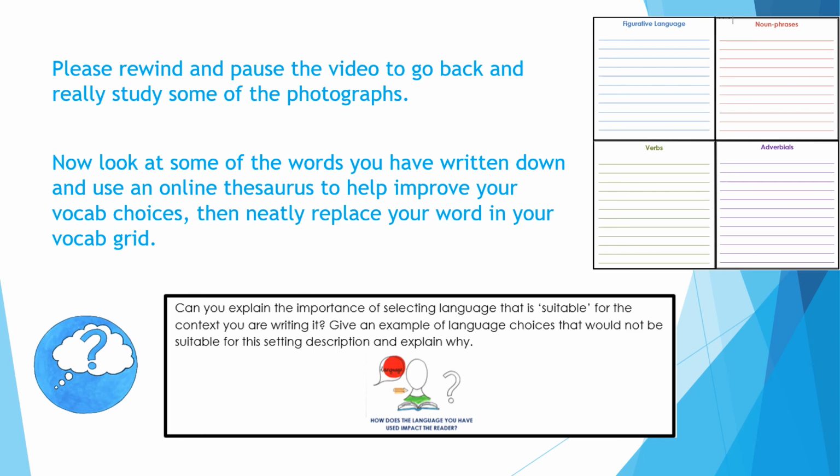After you've done that, your last task for today is a little bit of a reflection. I'd like you to think about explaining the importance of selecting language that is suitable for the context you're writing in. Now think about the setting of this book. Think about the kind of things that we are dealing with within Stella by Starlight, the themes and some of the context that we've already looked at in previous sessions. Can you give examples of language choices that would not be suitable for this description? And can you explain why?